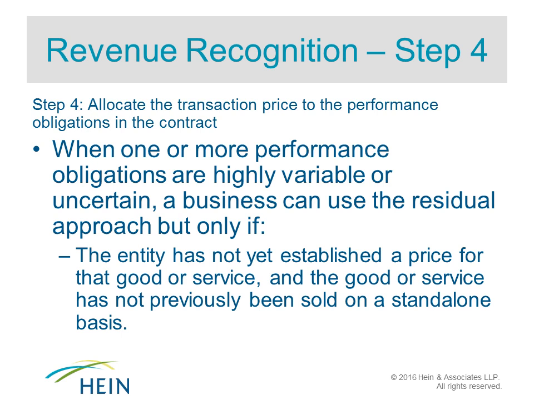So when you have one or more performance obligations that are highly variable or uncertain, a business can use the residual value approach, but you must meet the 2 criteria listed here, which is an entity has not yet established a price for a good or service, and that good or service has not previously been sold on a standalone basis. So if you meet that criteria, then really what the residual approach means is an entity may estimate the standalone selling price by reference to the total transaction price less the sum of the observable standalone selling prices of the goods or services promised within that contract. So it just becomes essentially a formula.